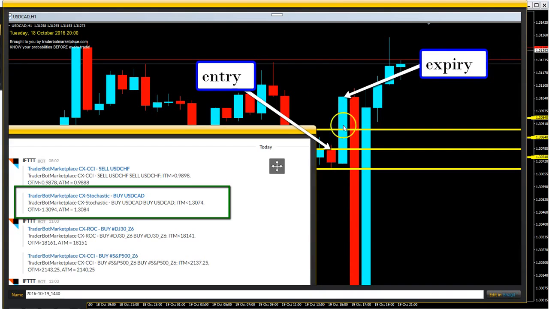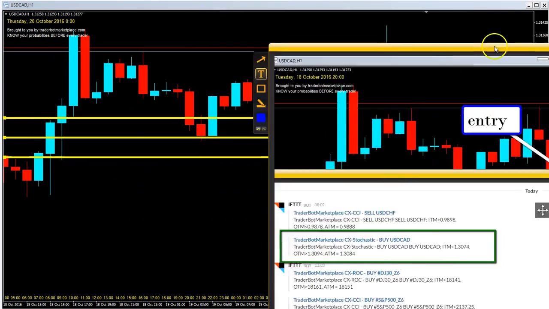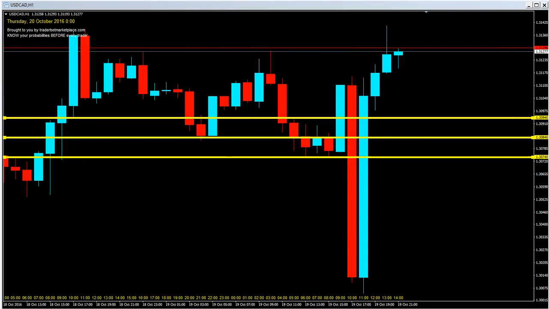Okay. Now, this one expired. It was an OTM trade that expired in the money. So it's going to cost you less than $50, or 50 cents, to get into this. OTM trades cost less. Okay. We're going to look at the price of what you can get an OTM for.